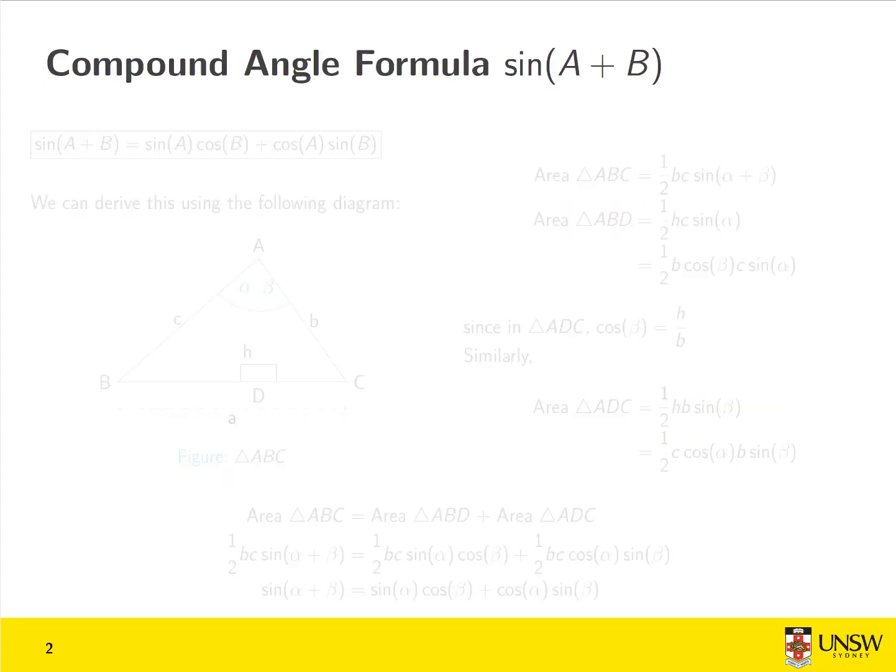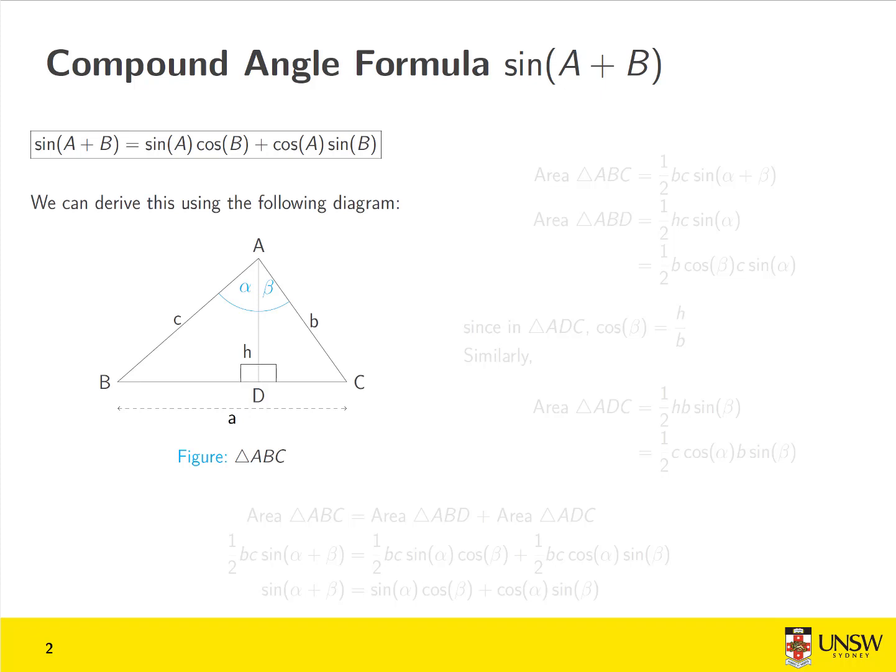Another set of identities are known as the compound angle formulae. The compound angle formula for sine of a plus b expresses it in terms of trigonometric functions of the angles a and b alone. We have that sine of a plus b equals sine of a times cos of b plus cos of a times sine of b. Let's derive this identity with the help of a simple diagram.